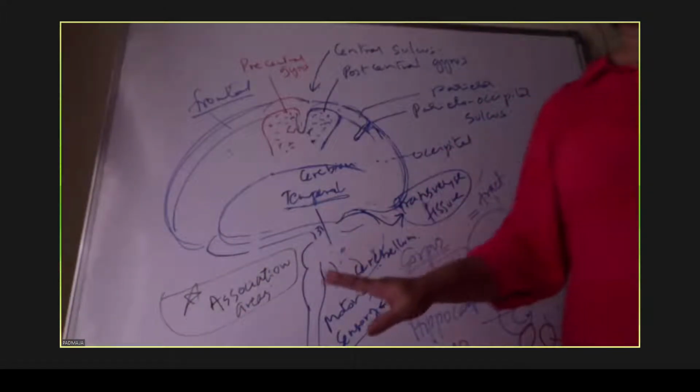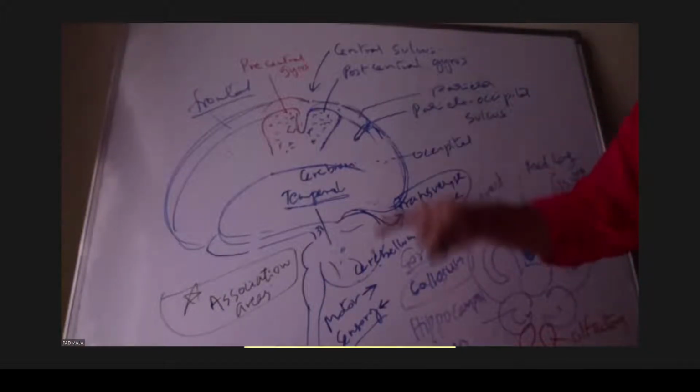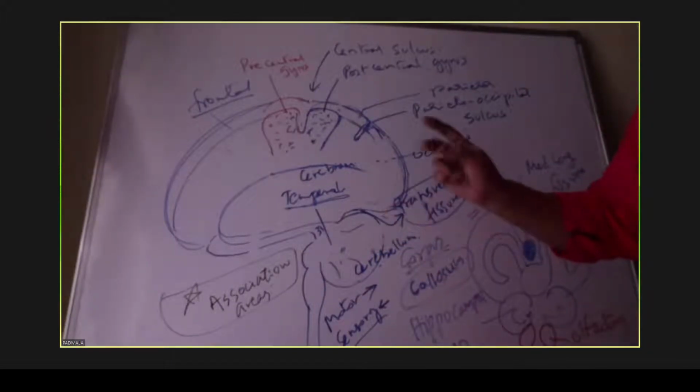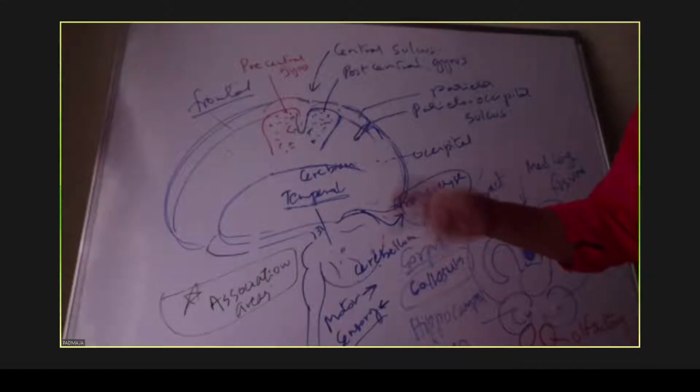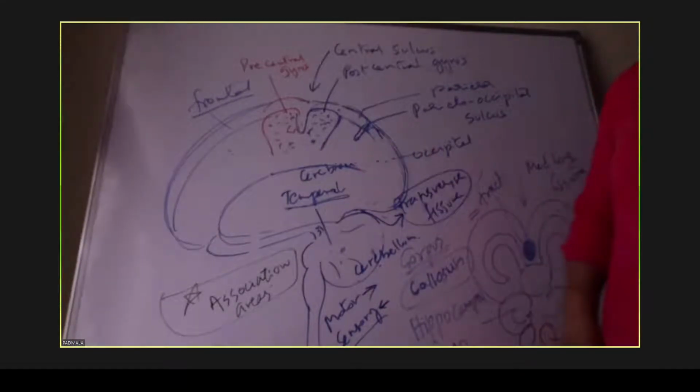Now, you understood? Ma'am, can you repeat the association area? Intersensory, memory, reasoning, logical reasoning, communication, emotion. Full stop.